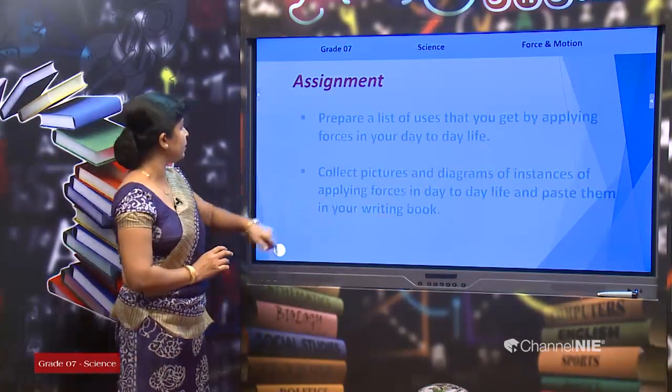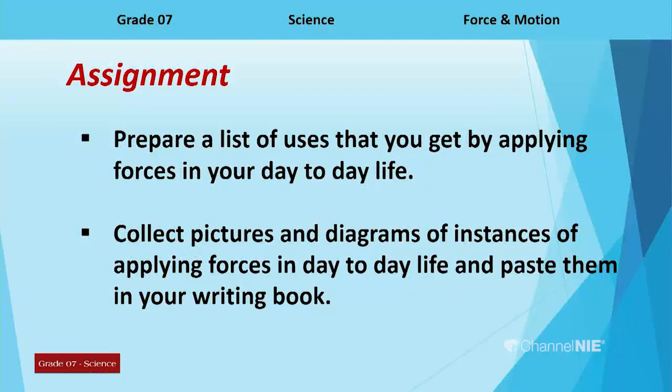Assignment number 1. Prepare a list of uses that you get by applying forces in your day-to-day life. My dear children, you can think about the instances where you apply forces in our day-to-day life, and then you can prepare a list of those instances. Then you can write them in your writing book.